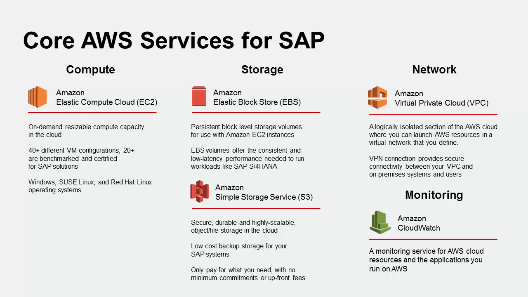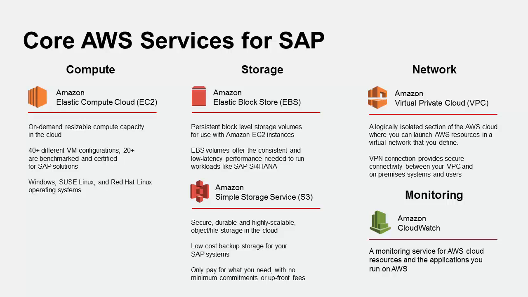Starting with one of our compute services, the Amazon Elastic Compute Cloud, or EC2, provides on-demand resizable compute capacity in the cloud. We currently have over 40 different virtual machine configurations. About 20 of those we have benchmarked and certified with SAP. And in the context of SAP, the operating systems we support are Windows, SUSE Linux, and Red Hat Linux.